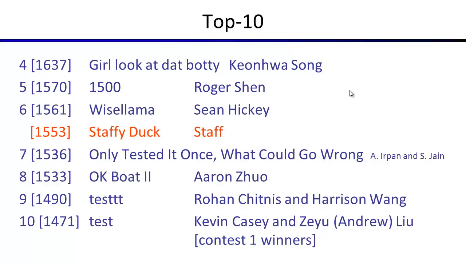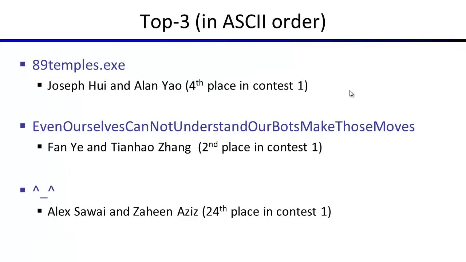Top 3. In ASCII order. I had to look this up because you guys were not all starting with letters, and I wanted to have some way of presenting them without already giving away who might be first, second, or third. 89 Temples, Joseph Hui and Alan Yao. Is any one of those two here? Over there. So in the top 3, 4th place in contest 1.